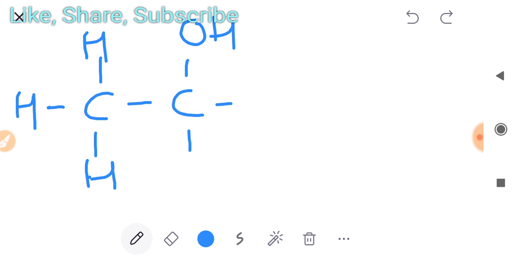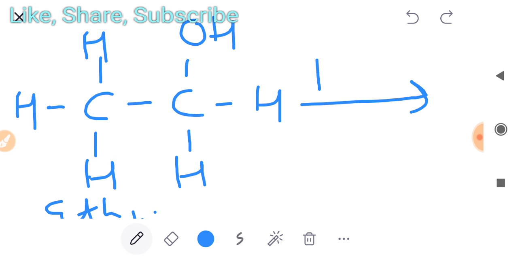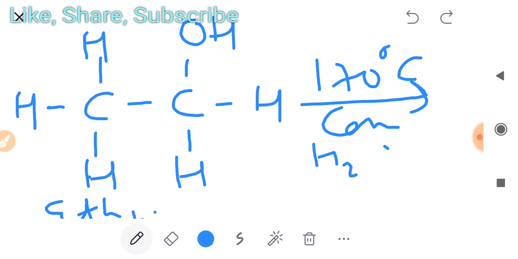C2H5OH. Okay, so when we take the example of ethyl alcohol, you have to write here ethyl alcohol. At 170 degrees centigrade, with the same procedure, concentrated H2SO4. So we have to remove this water from here. Okay, remove this water, and it forms H2O. We can write here H2O.